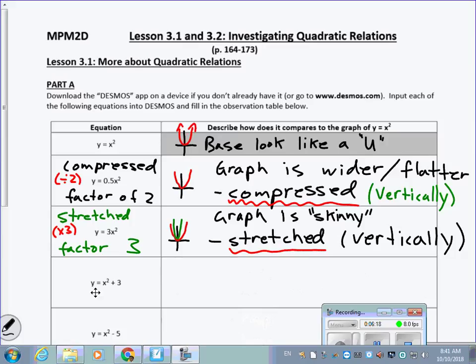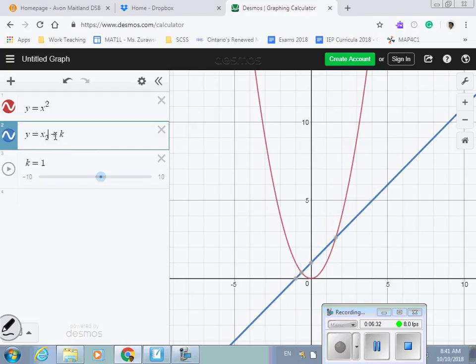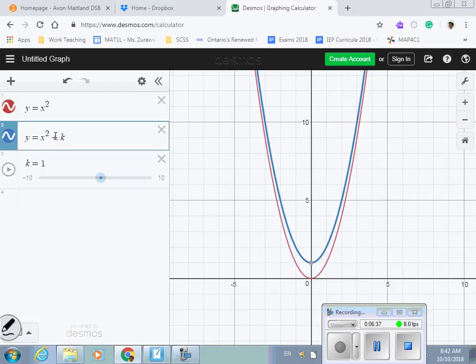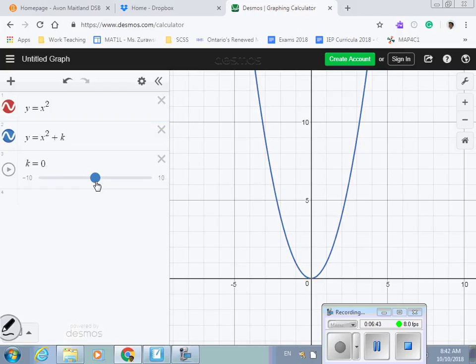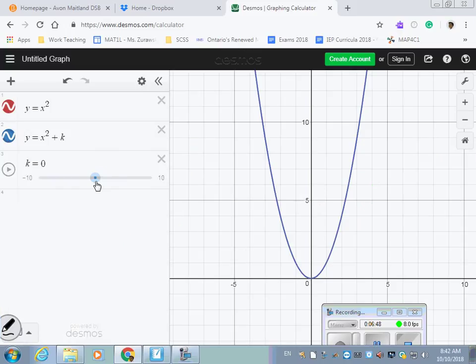So now our next equation is y equals x squared plus 3. So let's take a look at that on Desmos. Now in Desmos, I just added what we call a slider. So this is x cubed plus 3, so let's change it to x squared. So on x squared plus 3, when the k value is 0, and now in this case we say that our k value is going to be plus 3. So let's see what happens when we have plus 3. So for plus 3, all it means is that our graph has shifted up and all the points stay the same.